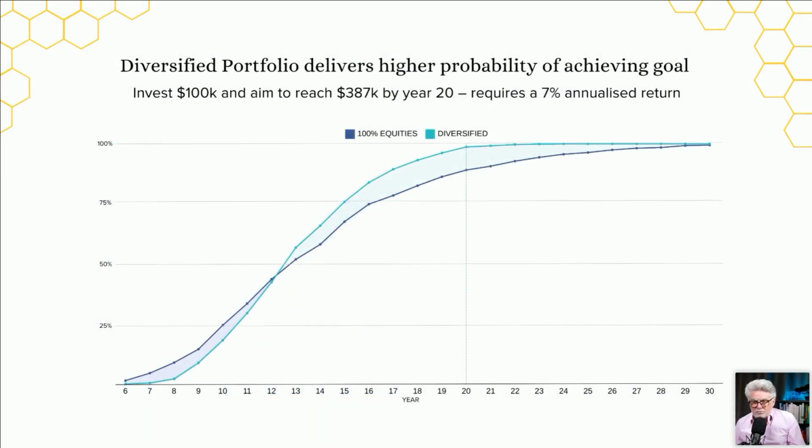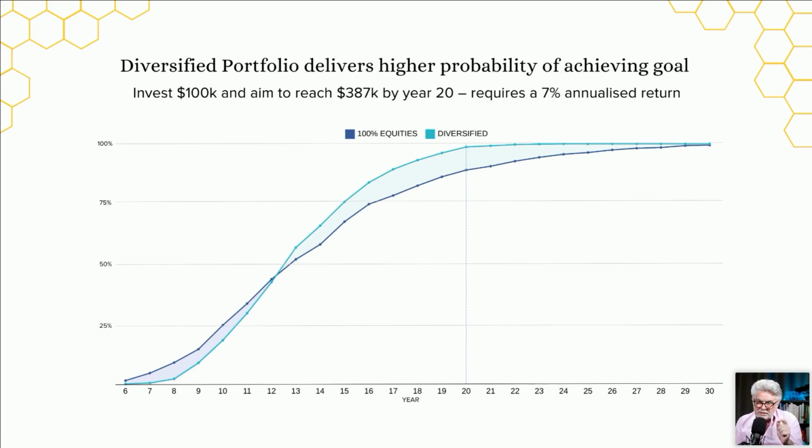So moving along, that then flows into the probability of achieving my goal. So if we take this investor who's going to invest $100,000 on day one and has a goal to have $387,000 by year 20, to do that means they need to realize a 7% annualized return over 20 years. And they have a choice of investing in a 100% equities portfolio, which does have a higher upside, or in a lower volatility, slightly lower return portfolio.